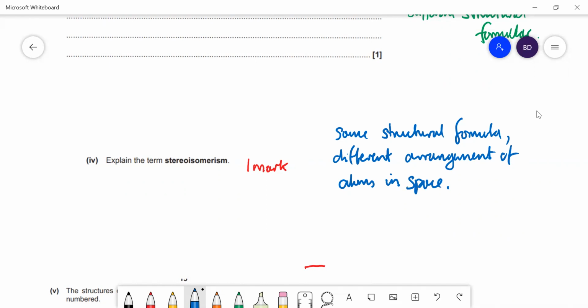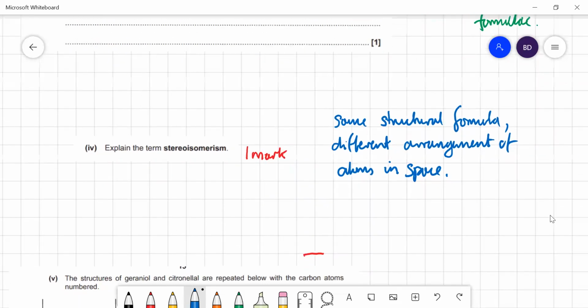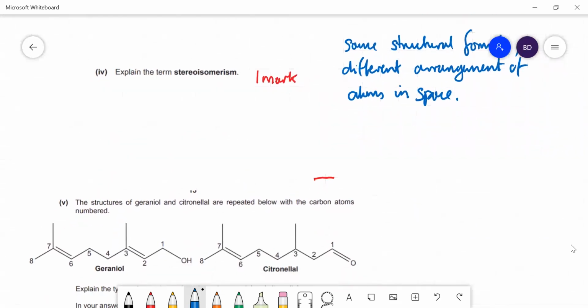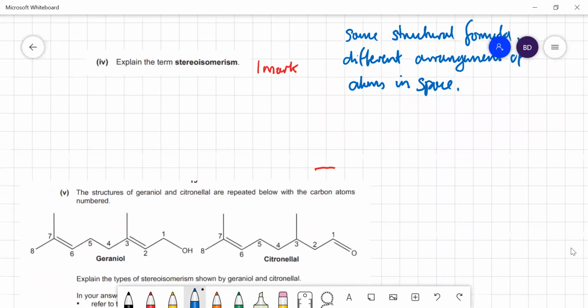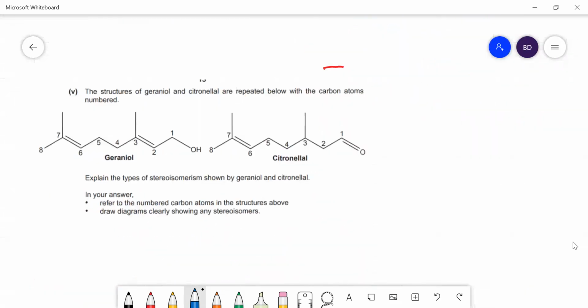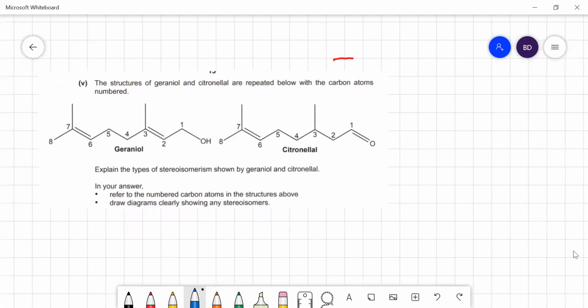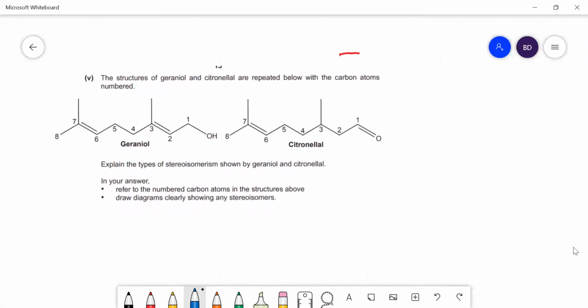That's good enough for 1 mark. Okay, that's the definition you should always use, really. Okay, the structures of geraniol and citronellal are repeated below with the carbon atoms numbered. Explain the types of stereoisomerism shown by the 2 molecules.